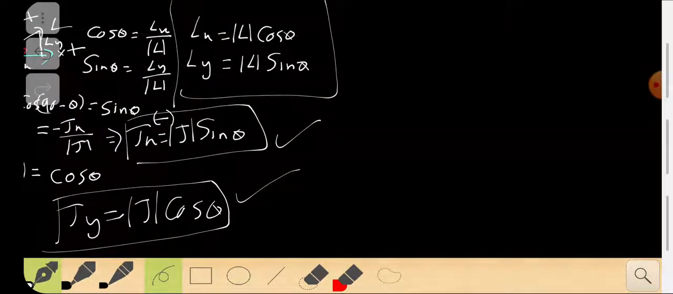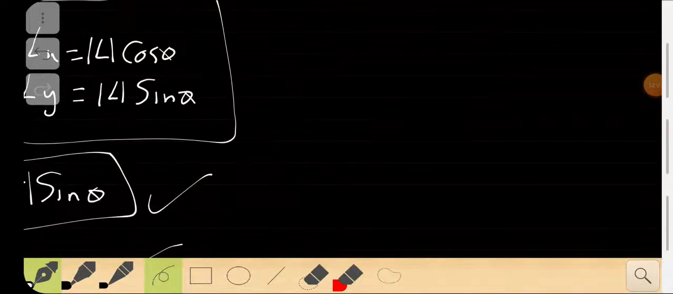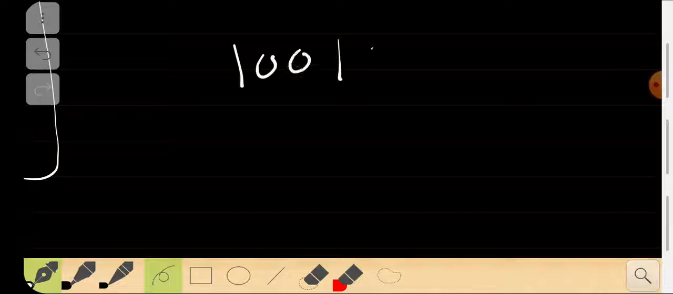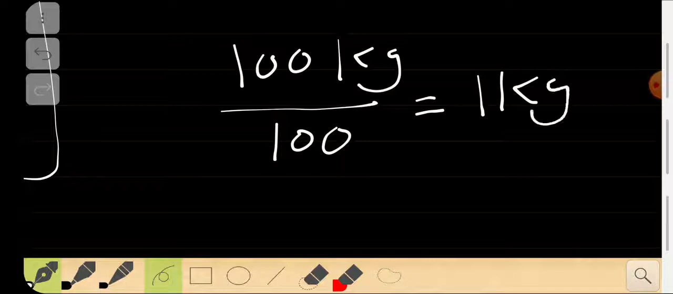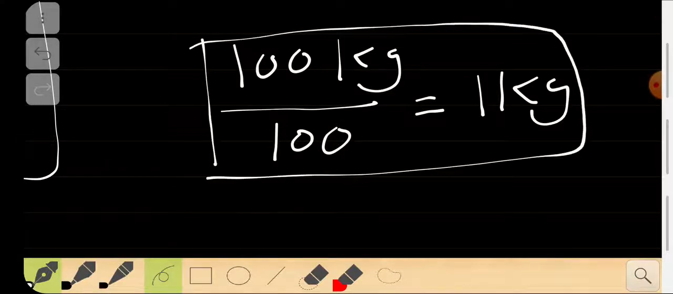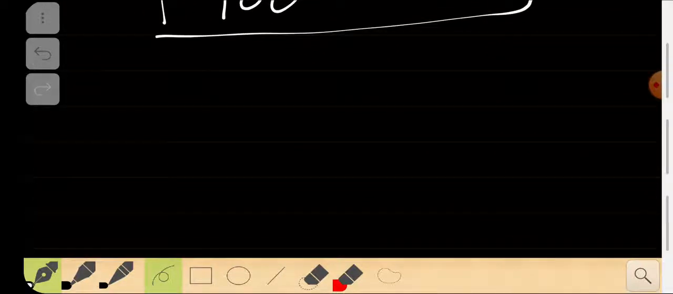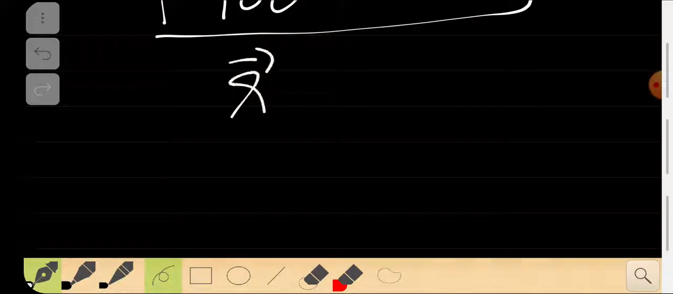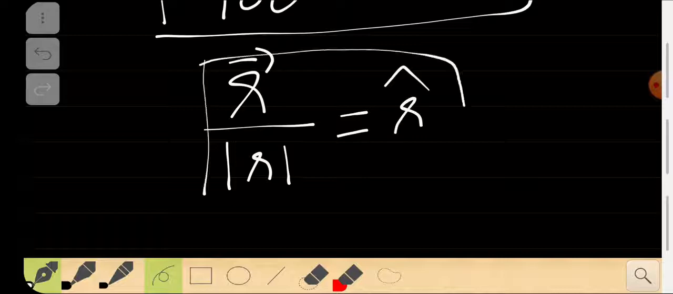Now what I'm going to do is, if I divide 100 kilograms by 100, I'll get 1 kilogram, right? So if you divide 100 meters by 100, you get 1 meter. So whatever value you divide by its magnitude, you get a unit value. So if you divide a vector r by its magnitude, you get a unit vector r cap, right? So that's a basic thing.